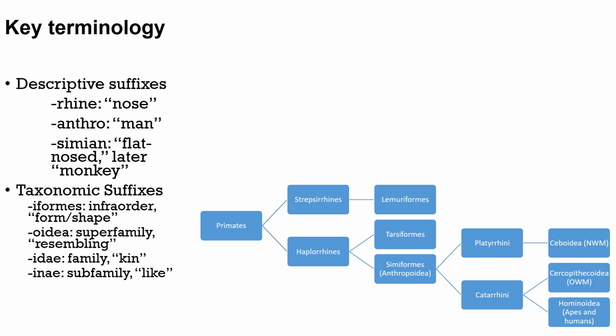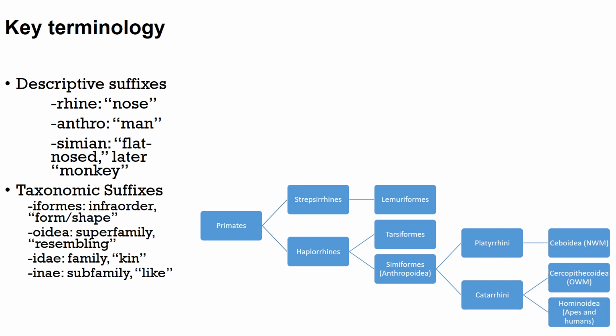The next is anthro for man, which we already know because anthropology is the study of man. And then simian for monkey. It ends up being flat nose one point, but really monkey is commonly used for that. We also have taxonomic suffixes, ones that show up in certain parts of our taxonomy. So for instance, if you see forms at the end, it just means the shape. Oide means resembling. Ide means kin, and ine means like. These different endings are used to help us differentiate where something shows up in the Linnaean taxonomy.